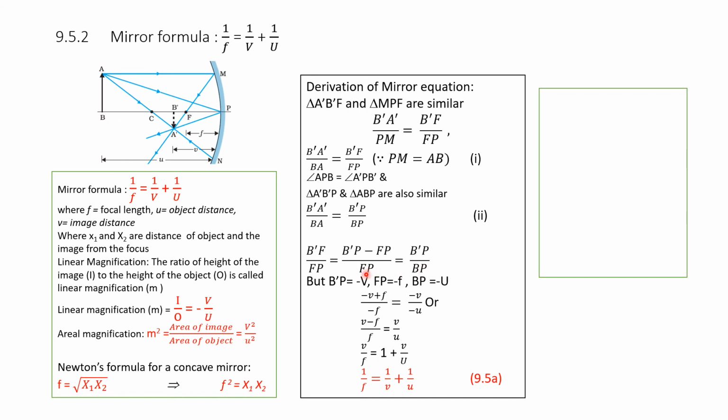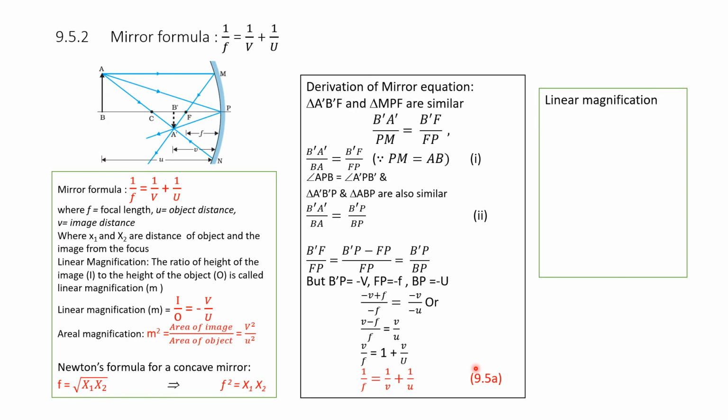Substituting these values in this equation, we get minus V plus F, minus into minus is plus, F divided by minus F is equal to minus V divided by minus U. Simplifying, we get (V minus F) divided by F is equal to V by U, or V by F is equal to 1 plus V by U. Dividing the entire equation by V, we get 1 over F is equal to 1 over U plus 1 over V. This is the mirror formula. Let it be equation 9.5a.